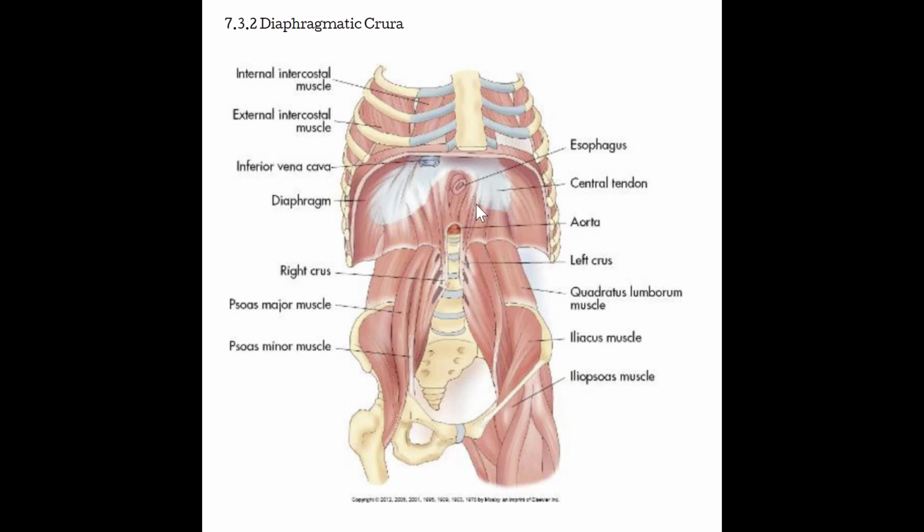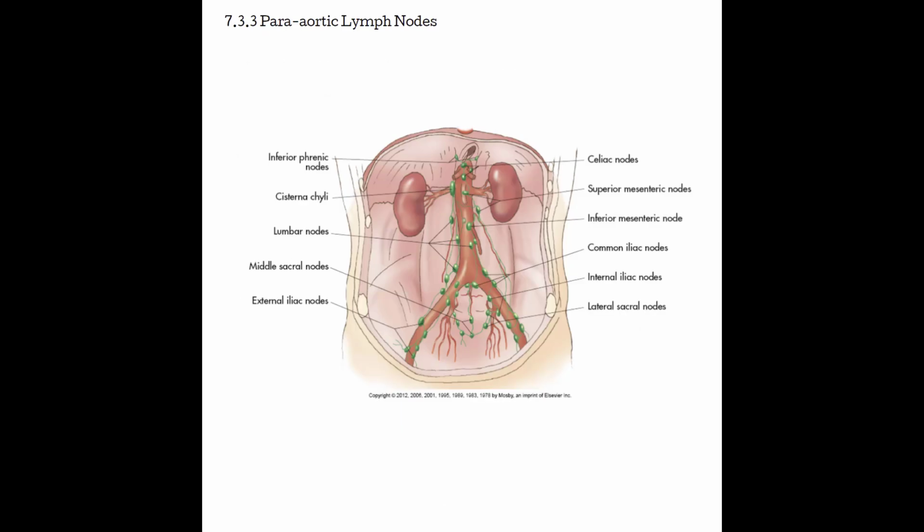The crus of the diaphragm refers to these tendinous structures that extend from the diaphragm to the vertebral column. The diaphragmatic crura give the diaphragm something to pull against, to contract against, so it helps us with our breathing. And they are called diaphragmatic crura because they take on more of a leg shape, and crus happens to be Latin for leg.